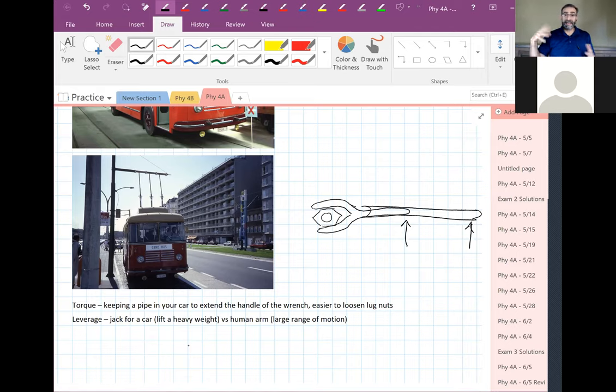So when you think about leverage or mechanical advantage, sometimes you want to be able to lift a big heavy weight by putting in a small force, but sometimes you want the opposite. Sometimes you want to be able to have a big range of motion by moving something a tiny bit on one side. You want the other side to move a lot.